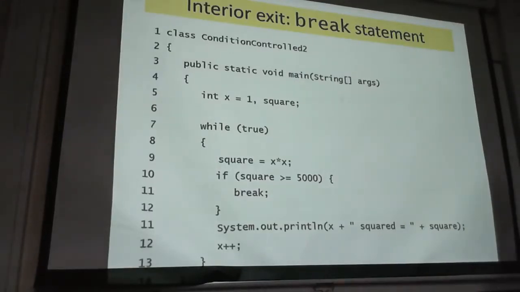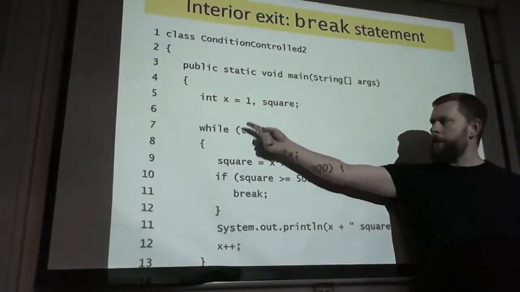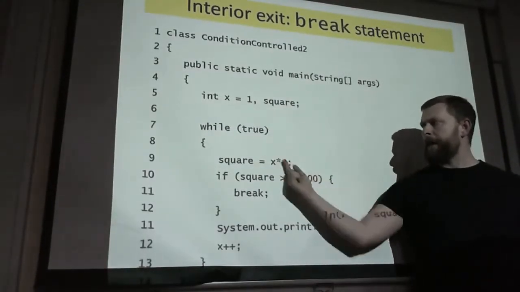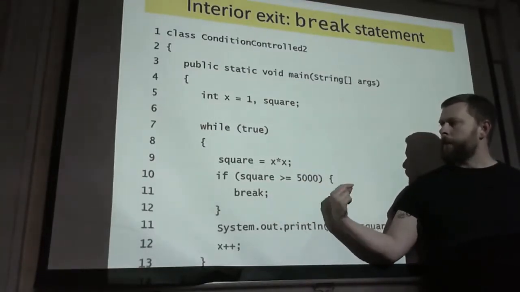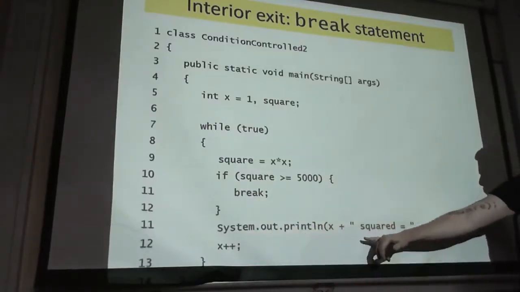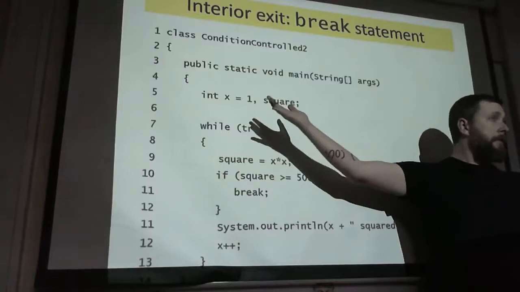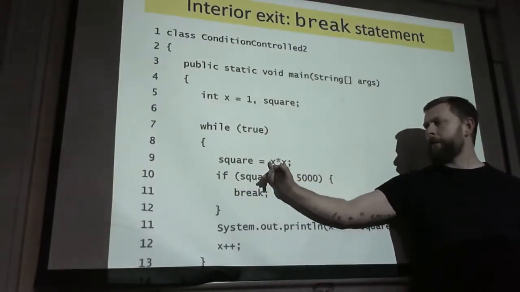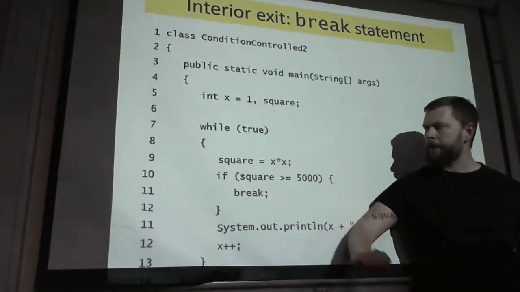So what happens here is everyone's allowed into the loop. We have 1 here, square is equal to x by x, so we get 1. That 1 is not greater than or equal to 5,000, so we don't get to run line 11. We go down here, we print out the value of that, we increase x, we go back up. True, everyone's allowed in, great. Square is equal to 2 multiplied by 2, which is 4. 4 is not greater than 5,000. We're not allowed to run line 11.